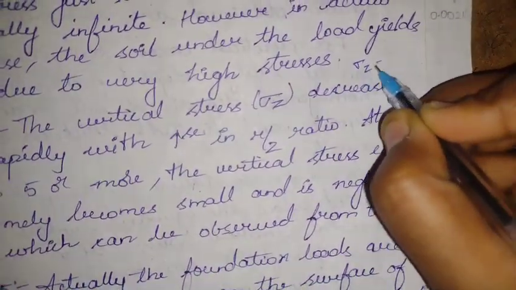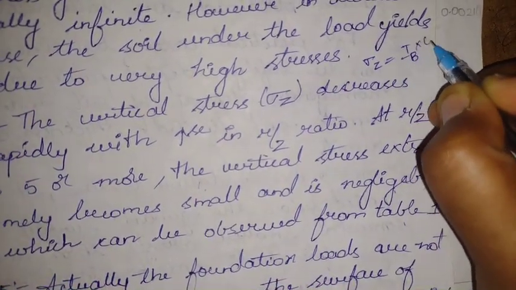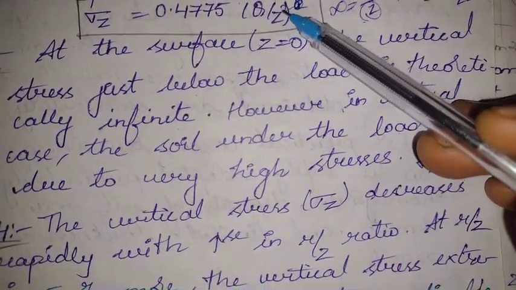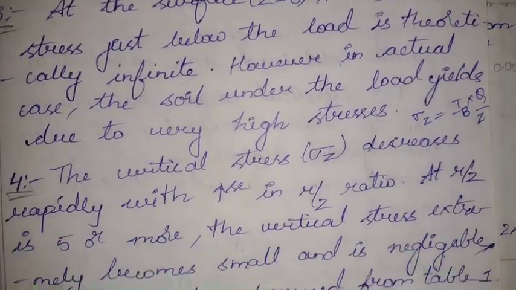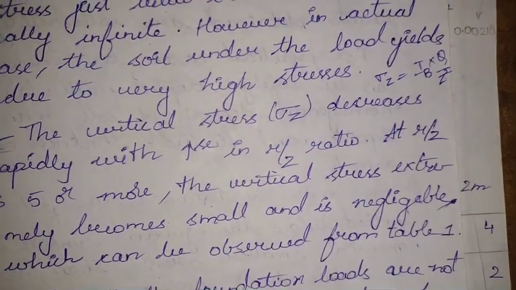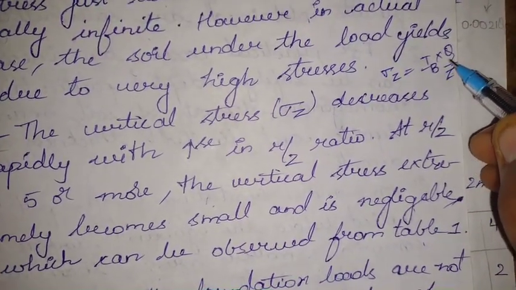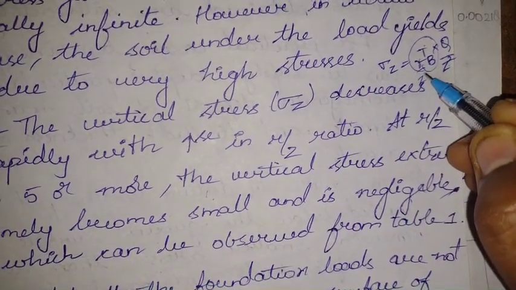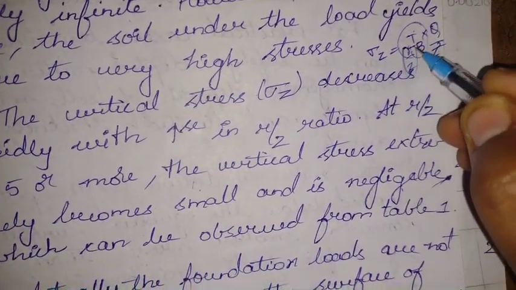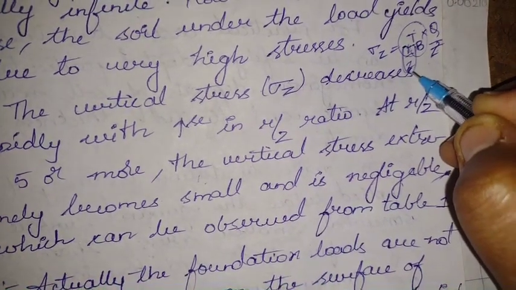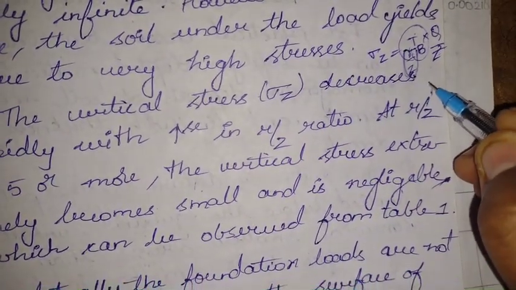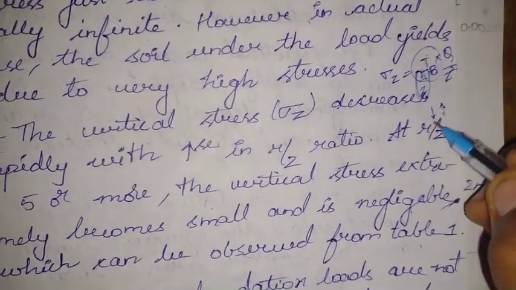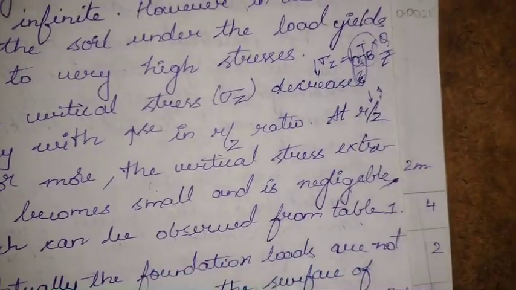See, sigma Z is nothing but IB into Q by Z square. Here the square is only on the Z. Whenever I am saying R by Z, IB is dependent on the ratio R by Z. So whenever the R by Z value is increasing, the IB value will decrease. Whenever IB is decreasing, stresses will decrease.